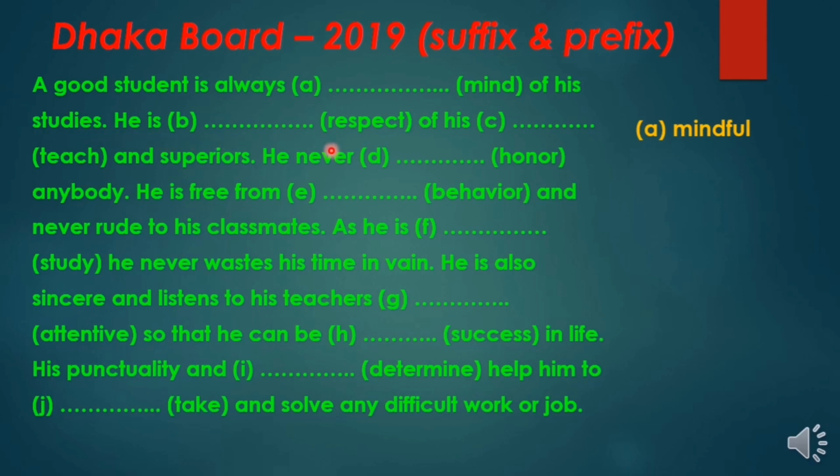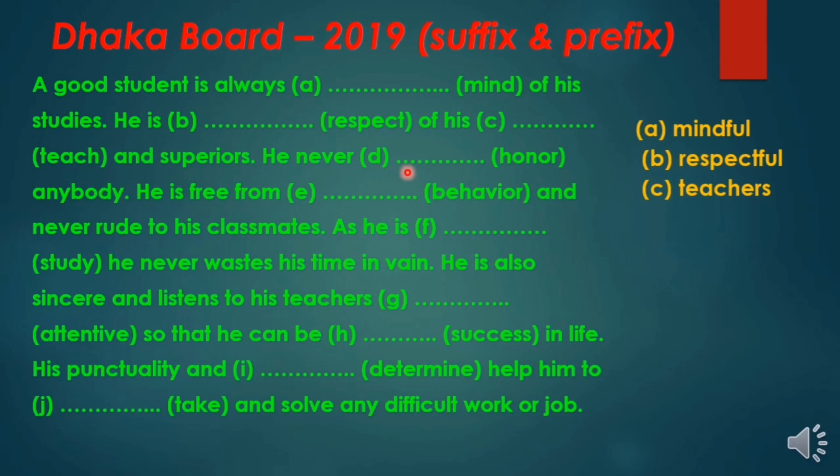He is, number B, within the bracket there is written respect of his dash. Within the bracket there is written teach and superiors. Dear students, you can see he, subject, is, verb, and here we need an adjective, and you can see in C number we need a noun, because just after the blank space there is written and another noun is there. So in B number the answer will be respectful, and in C number the answer will be teachers.